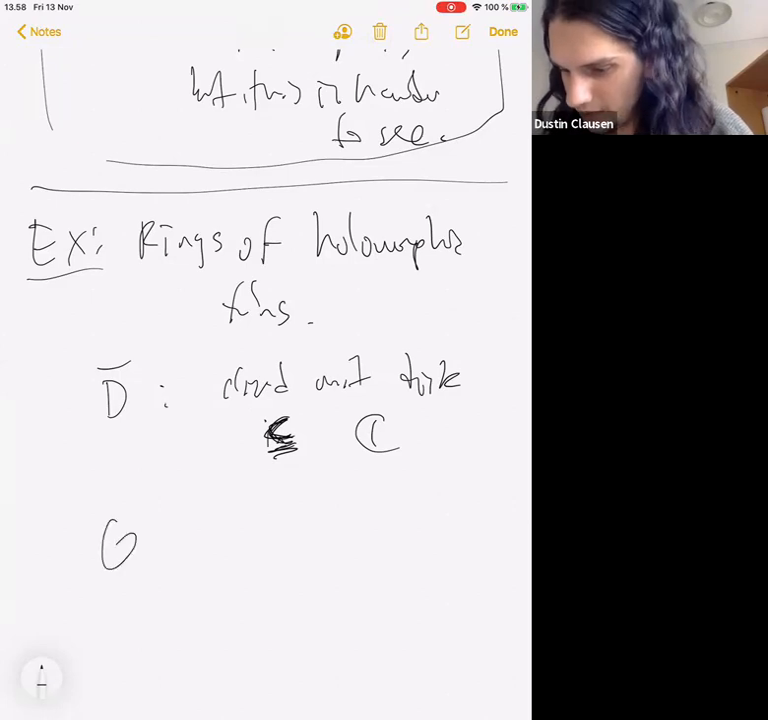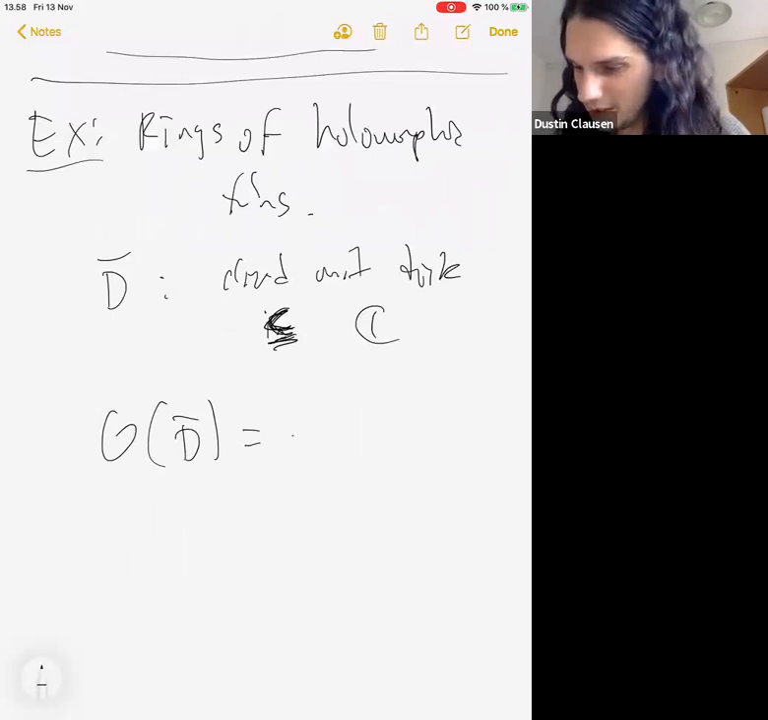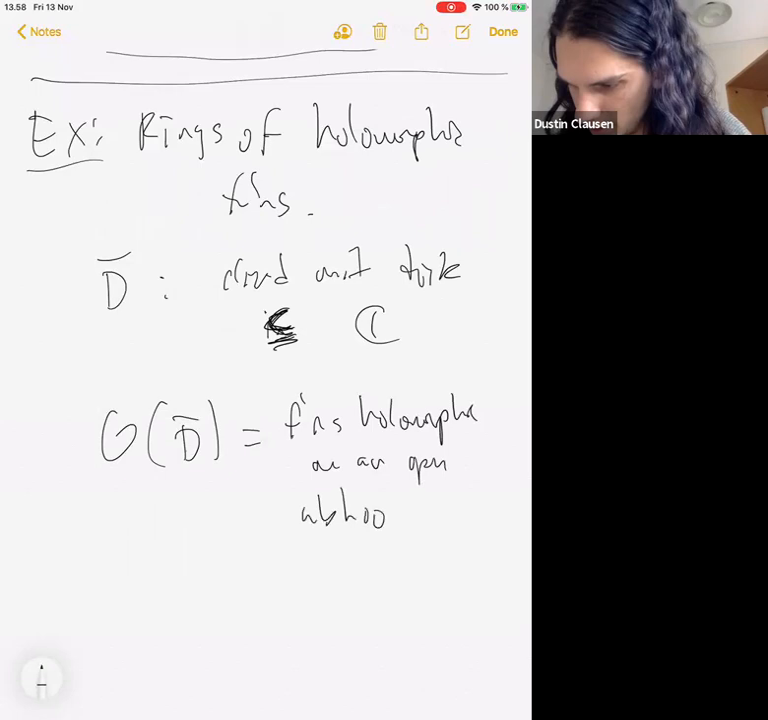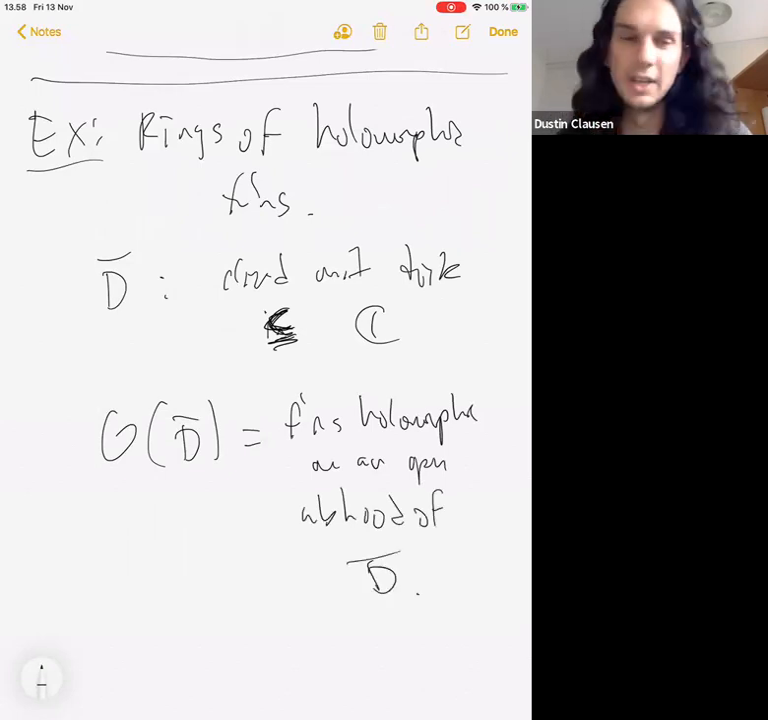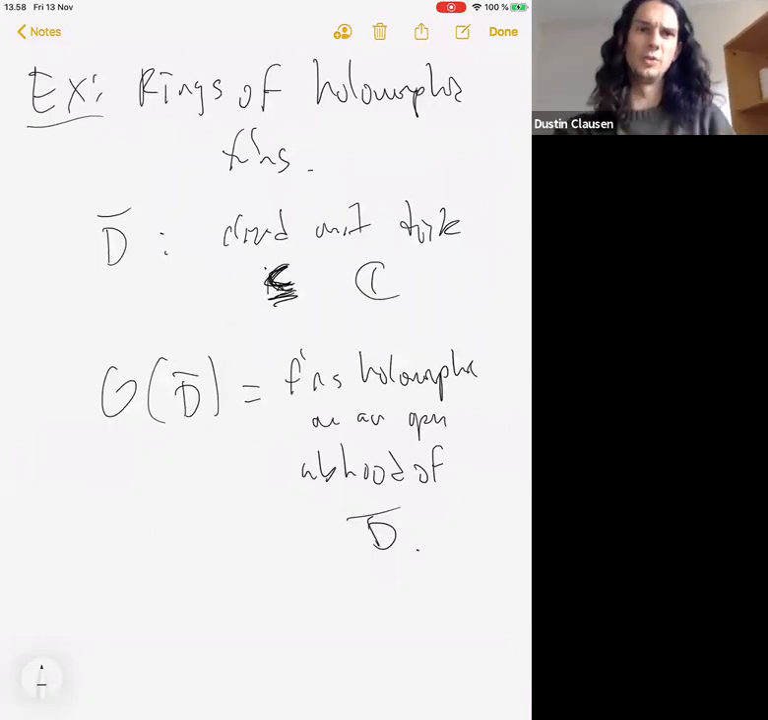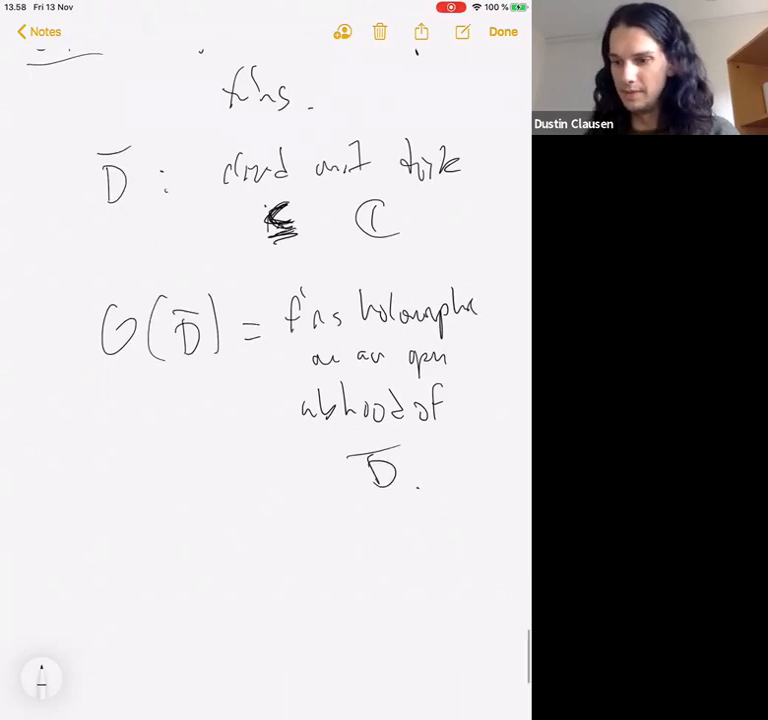Right, and then we'll write O(D-bar) for the ring of holomorphic functions on the closed unit disk, which is the functions holomorphic on an open neighborhood of D-bar, which may as well be a disk of slightly larger radius. So in the p-adic setting, these are also called overconvergent functions, but it's also just the standard definition of holomorphic functions on a compact subset of the complex plane. This is a dual nuclear Fréchet space.